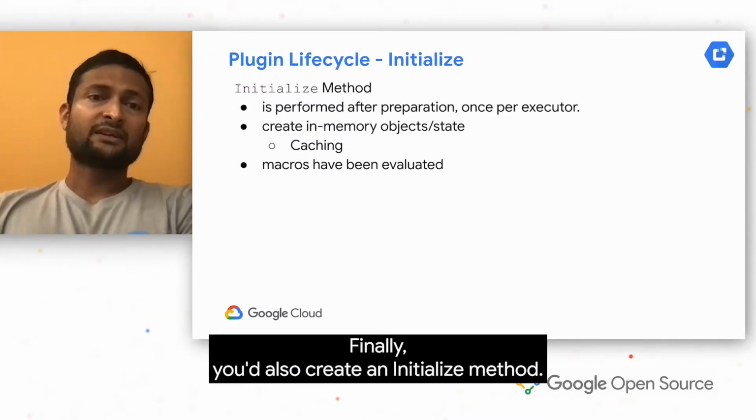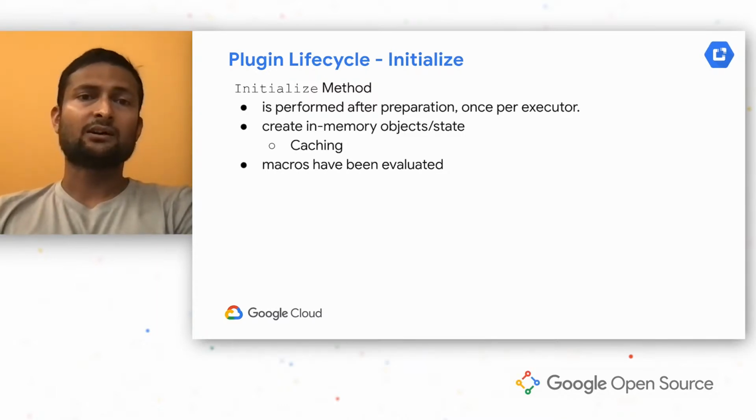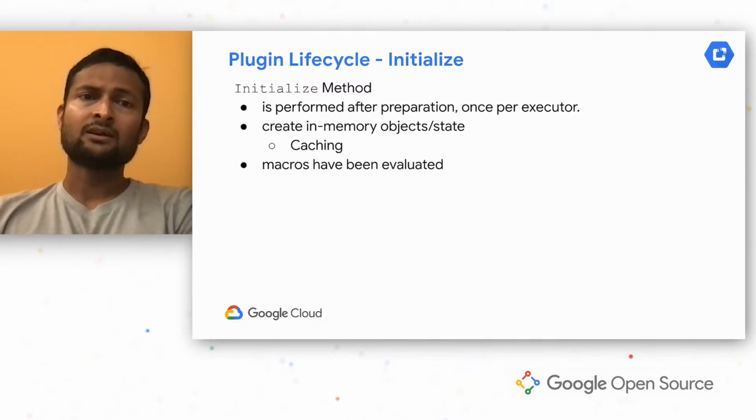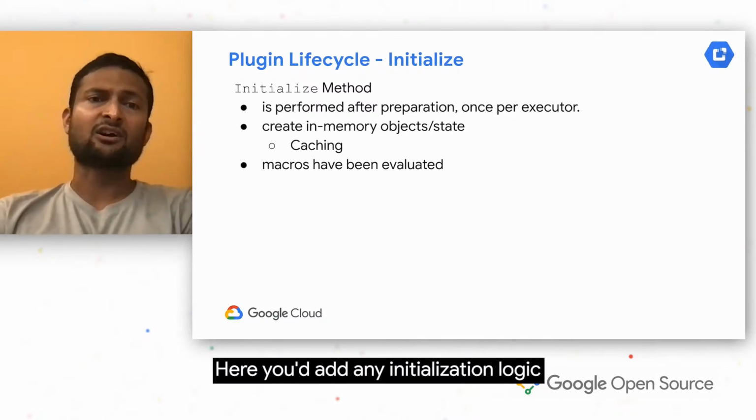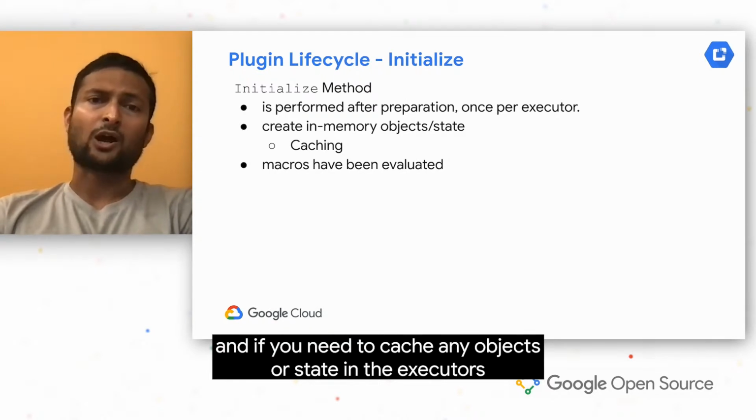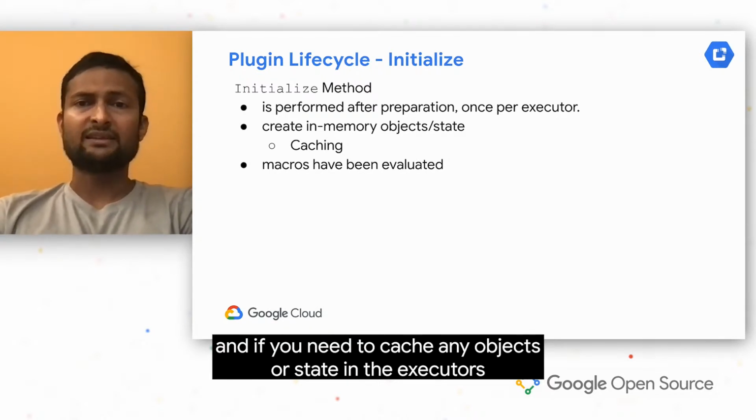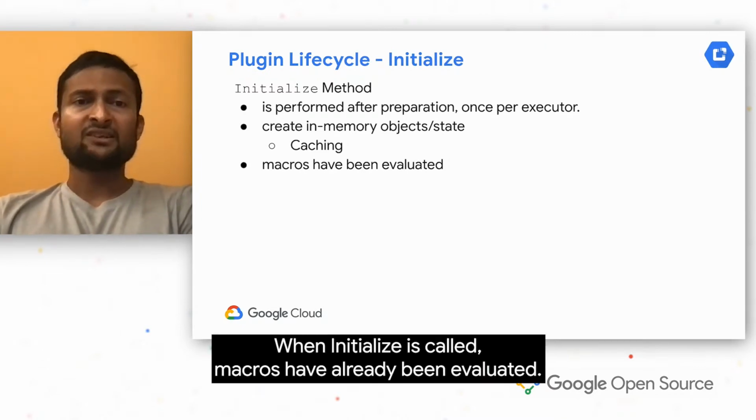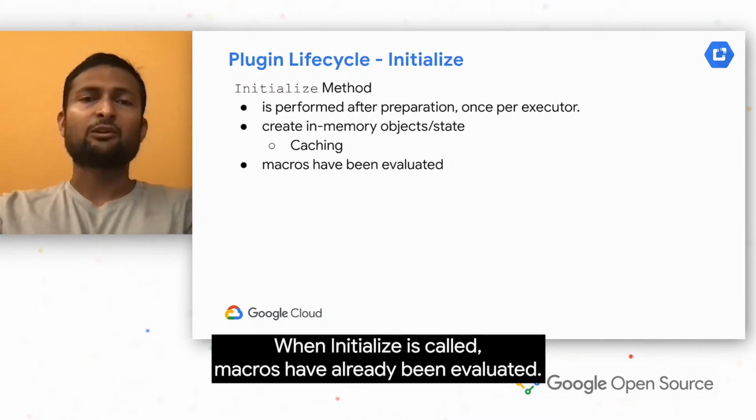Finally, you'd also create an initialize method. Initialize is called once per executor. Here you'd add any initialization logic, and if you need to cache any objects or state in the executors, you do that in this function. When initialize is called, macros have already been evaluated.